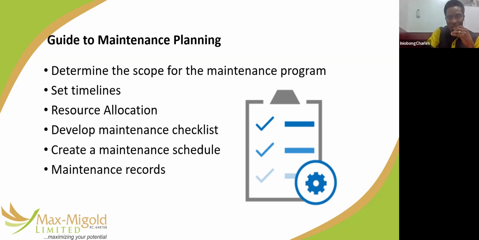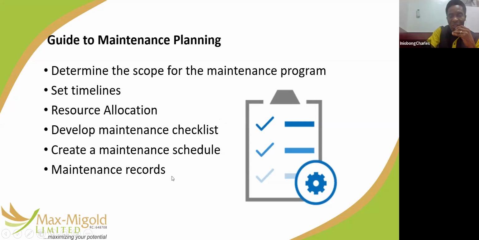Develop maintenance checklist. You have to develop a maintenance checklist, and this checklist is to check those essential parts. Because with checklists, you'll be able to know exactly what parts of that machine you want to touch and work on. So you develop maintenance checklists, you create a maintenance schedule. Like I said, once there's a frequency, then you are talking about a schedule. Then you have your maintenance records.